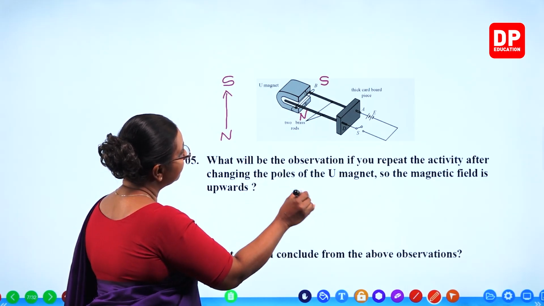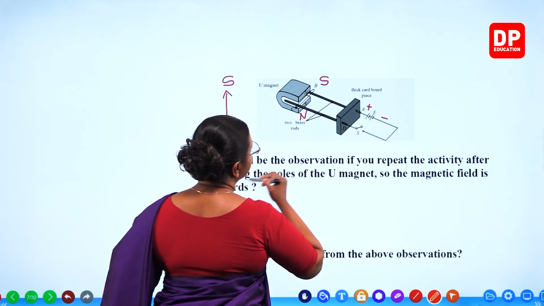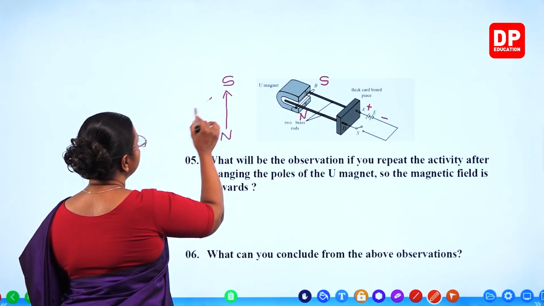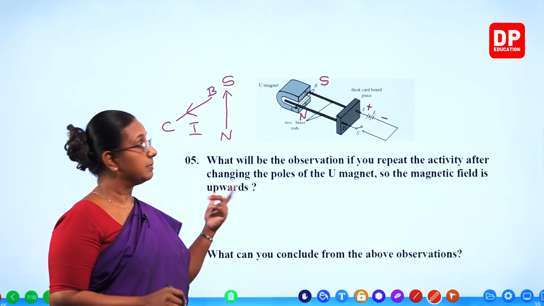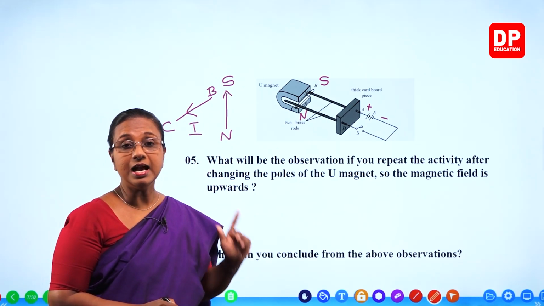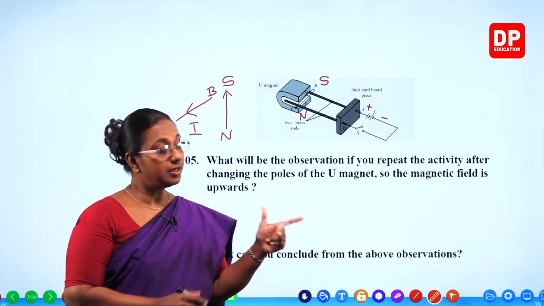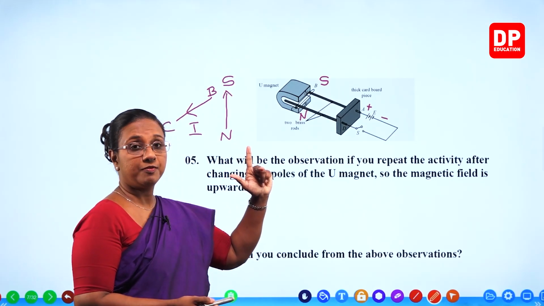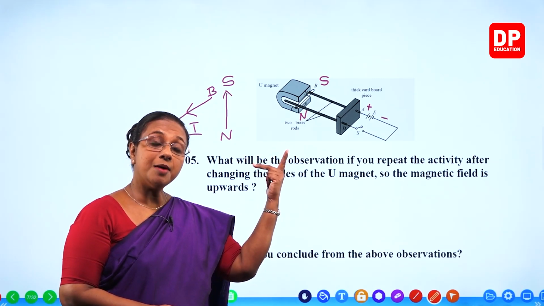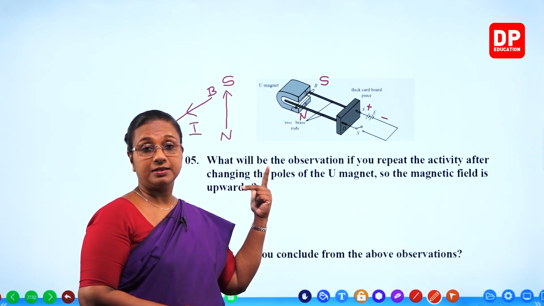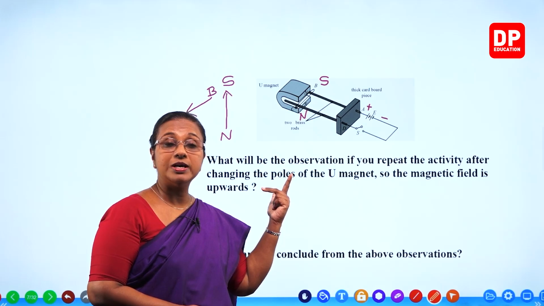But still the current will flow from BC direction. Why? The positive terminal is here, negative terminal is there. So current flow is going to be in the direction BC. Current flows in the direction BC, but the magnetic field is acting upwards. So again, if we hold the three fingers perpendicular to each other, the index finger magnetic field upwards. But the current flow is going to be in the BC direction. Then the thumb points towards the magnet. So the BC rod will move into the magnet or towards the magnet.